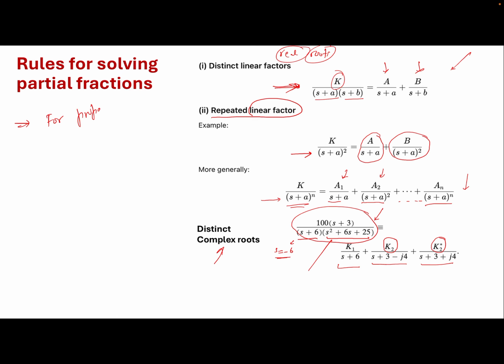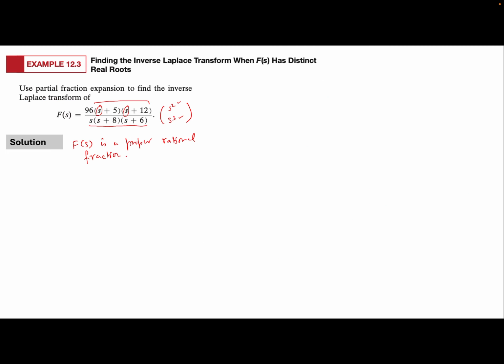For proper rational fractions. There's a way to solve the improper ones. Essentially, the way to solve an improper rational fraction, as we're going to realize in the later part of today's lecture, is we convert it into a proper rational fraction and then apply the same principles.